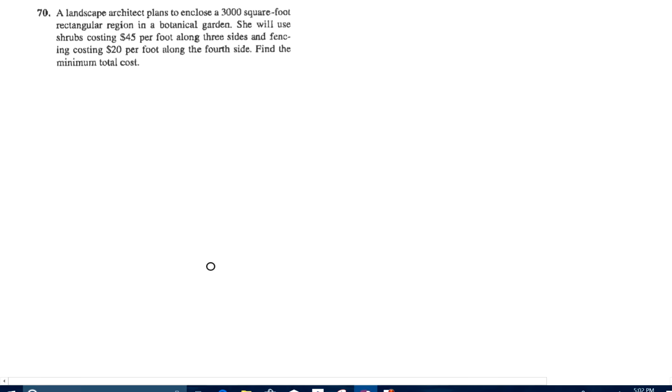Okay, number 70. A landscape architect wants to enclose a 3,000 square foot rectangular region in a botanical garden. She will use shrubs costing $45. So here's my rectangle. Shrubs costing 45 along three sides, and fencing costs $20 along the fourth side. Find the minimum total cost.